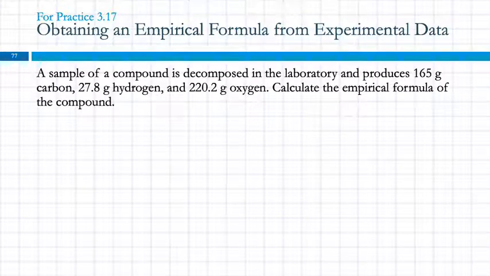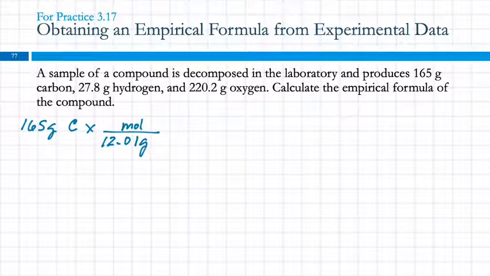A sample compound is decomposed in the laboratory, and produces 165 grams of carbon, 27.8 grams of hydrogen, and 220.2 grams of oxygen. Calculate the empirical formula. So here I'm given masses of each element. That's what I have to start with. I convert the masses to moles, and then I'm looking for ratios of moles. So 165 grams of carbon. Well, I'm going to convert that to moles. And the conversion is the molar mass from the periodic table.